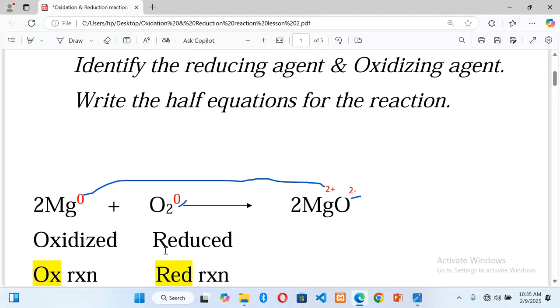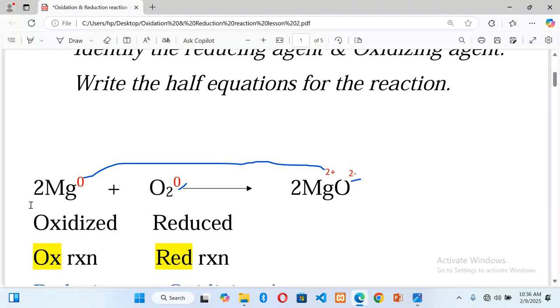Now, when oxidation number increases and the substance has been oxidized, it has undergone what we call oxidation. Why? Because we can see it is moving from 0 to positive 2, and this positive 2 means that there is removal of electrons. While for oxygen, there is addition of electrons, so it underwent a reduction reaction, while magnesium has undergone an oxidation reaction.